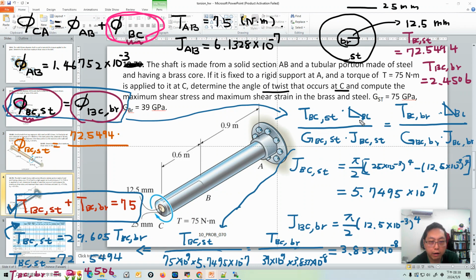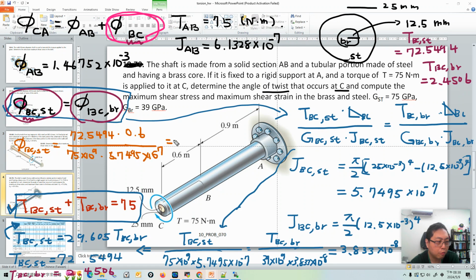T_BC,ST is 72.5494. L_BC, I don't have to cancel it out because we use this formula to calculate φ_BC. So L_BC is 0.6. And the G_BC,ST is still 75 times 10 to the power 9. And what is J_BC,ST here? It's 5.7495 times 10 to the power minus 7.